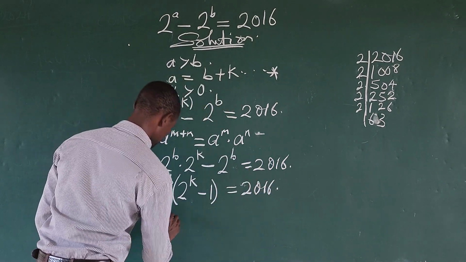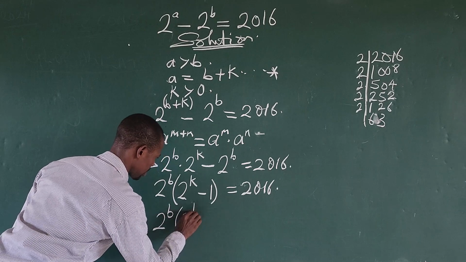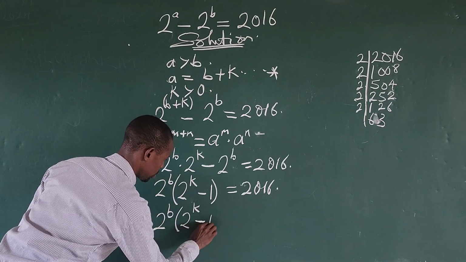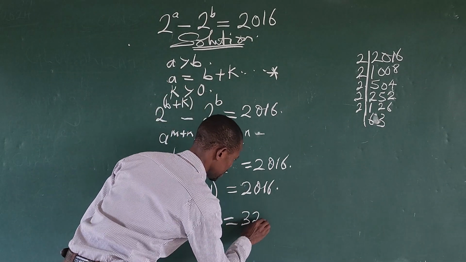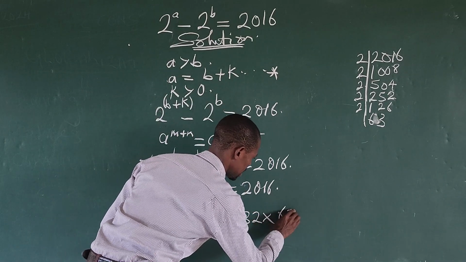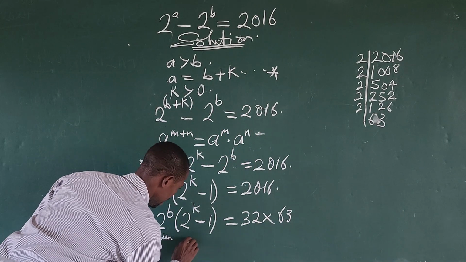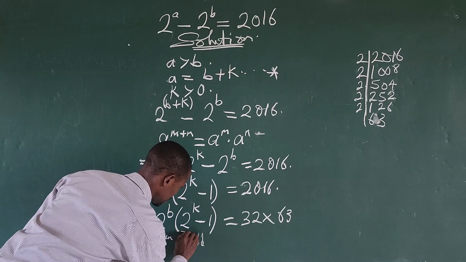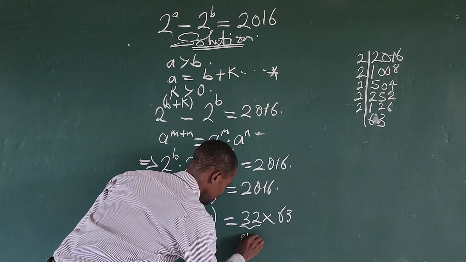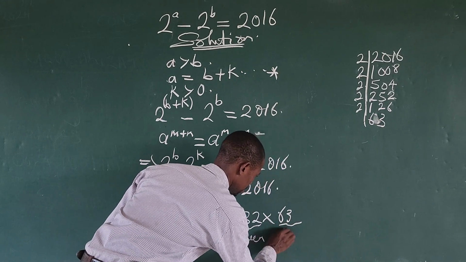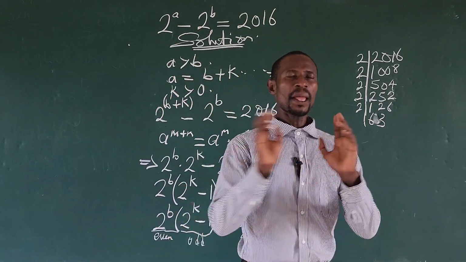So we can rewrite this in this format to give us 2 to the power of b into (2 to the power of k minus 1) close bracket. This is equal to 32 times 63. So we can now say that here we have even, here we have odd, here we have even, and here we have odd. So we can go ahead and equate odd to odd and even to even.